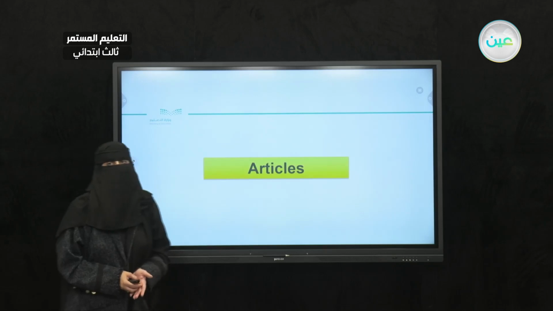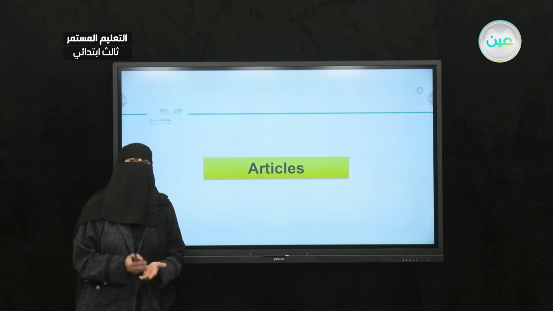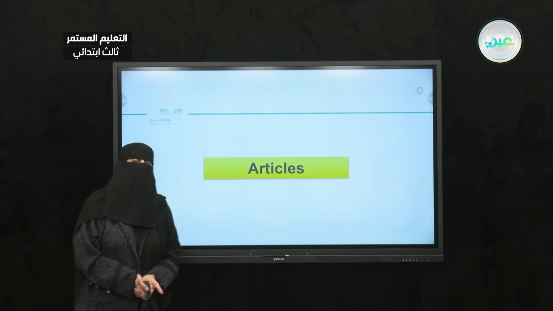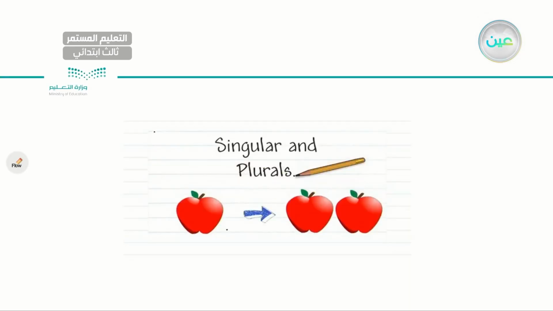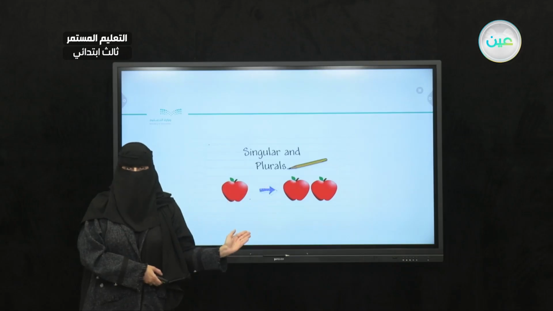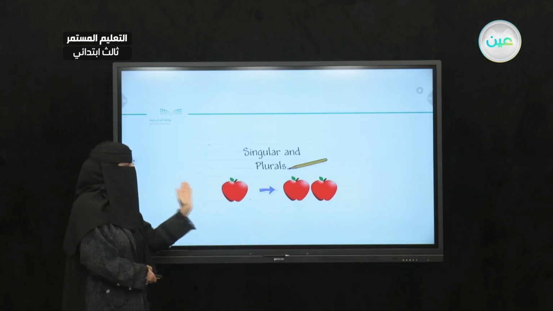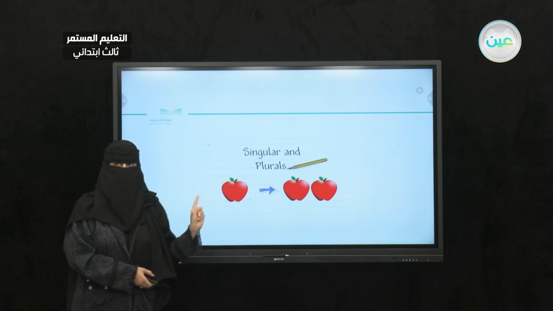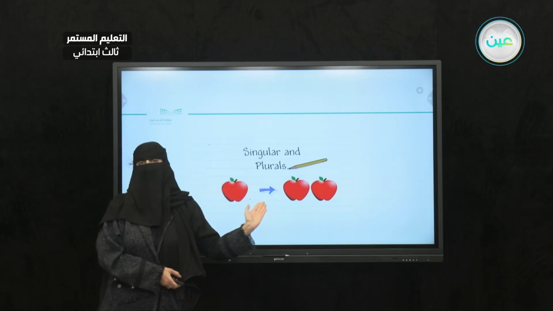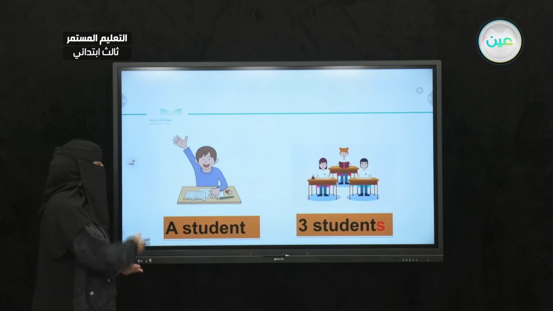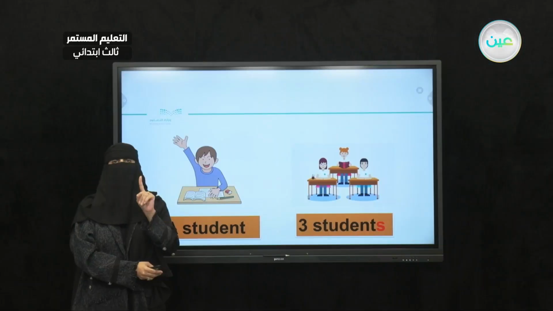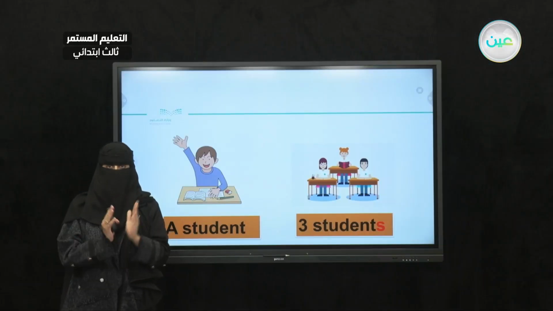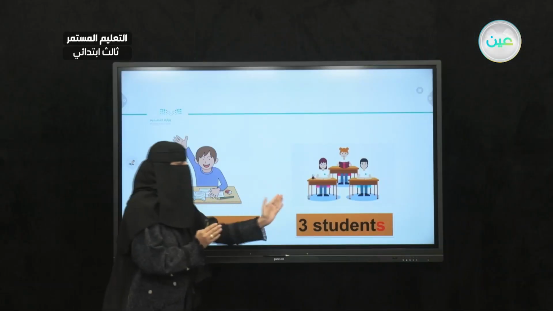Now, let's take articles. We already took this one before. Now, you will have your chance to revise the information that you already have. What are the articles? Before we start that, we need to differentiate between singular and plural. As you can see, I have an apple. That's singular. And I have apples. That's plural. Okay? Now, to your left, I have a student. One student. That's singular, right? And I have 3 students.